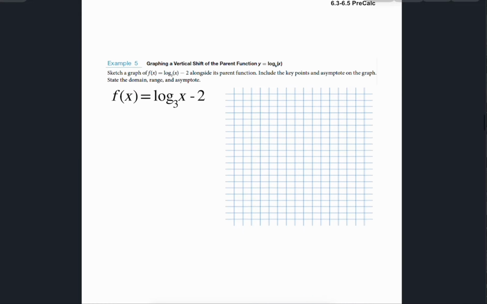So now let's look at this function. So we can put on that parent function already. We know what that parent function looks like. That log base 3 had a vertical asymptote at 0. At 1/3 it was down at -1. At 1 it was at 0. And at 3 it was at 1. So that's the parent.